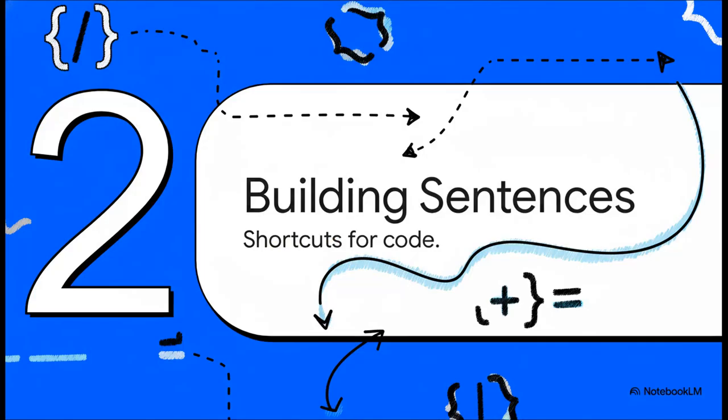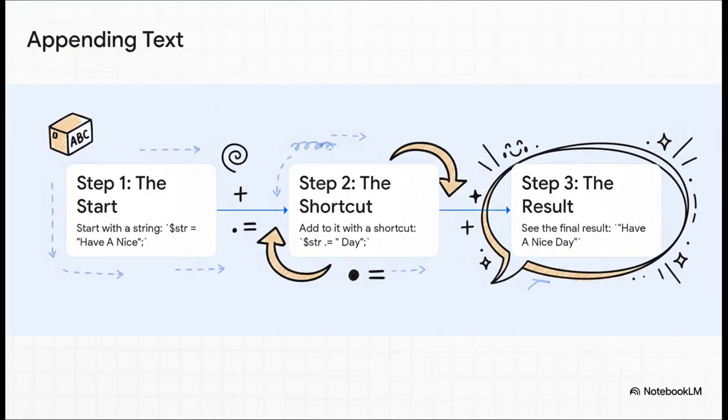Okay, let's move on to our next idea, because this is where it starts to build. Sometimes you don't really want to create a whole new string from scratch. You just want to add a little something to a string you've already got. And for that, there are some really handy shortcuts. Let's just walk through this one.